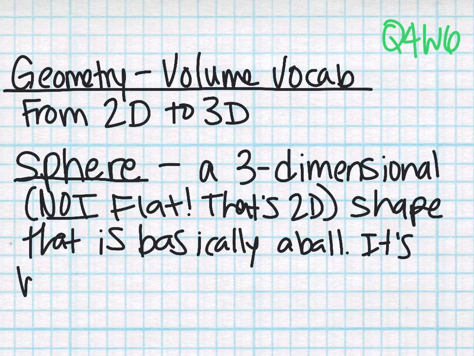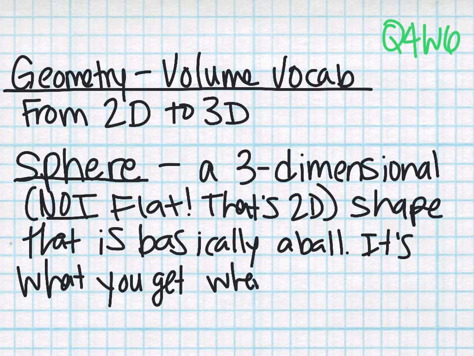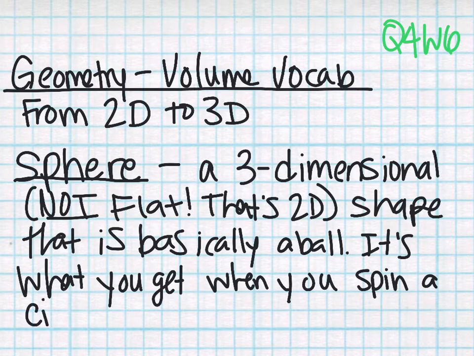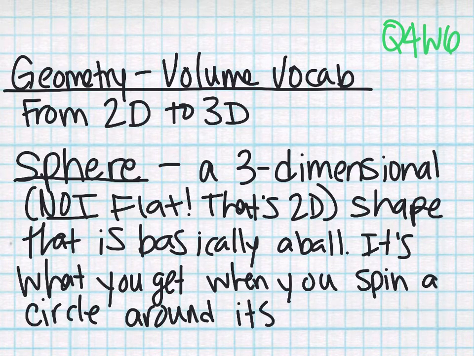It's what you get when you spin a circle around its diameter. So it's always important to connect the 3-dimensional shape to the 2-dimensional shape that we made it from. If I take a circle made out of a piece of paper, and I take a piece of string that's bigger than the circle and tape it right across the diameter, and then spin that string in my fingers, the shape that I should see should look like a sphere.